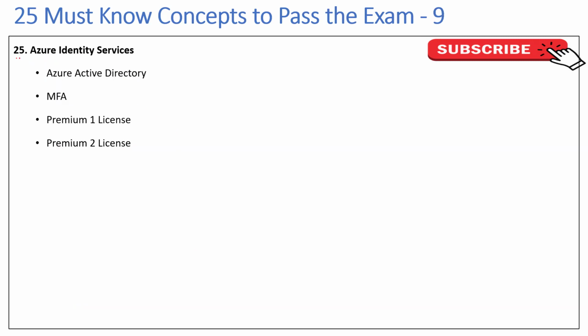And then finally, you have the Azure Identity Services. You have Azure Active Directory. There's a lot of focus on this, so you need to deep dive a little more into it. Then you have multi-factor authentication. You need to know what that is. And then you have the Premium 1 license and Premium 2 license. You need to know the difference between the features provided by Premium 1 and Premium 2.